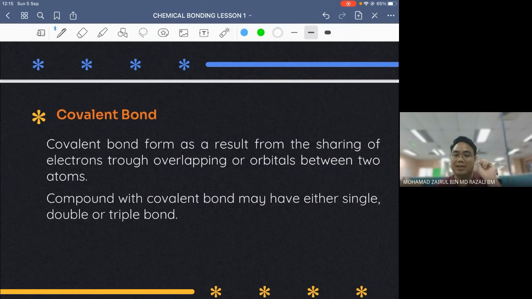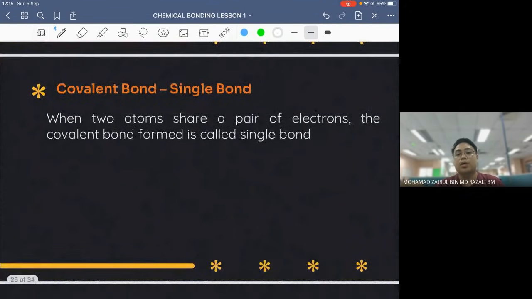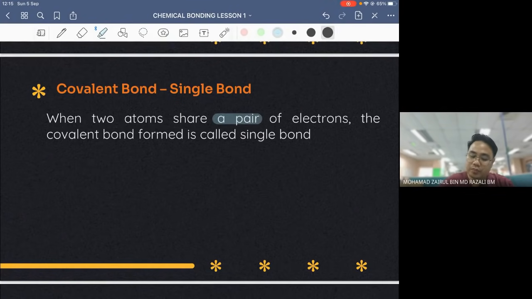It can form three different types of bond: either single, double or triple. Okay, we start with the formation of the single bond. A single bond forms when two atoms share a pair of electrons. This covalent bond is called a single bond. If you see a pair, it means the shared bond has 2 electrons.